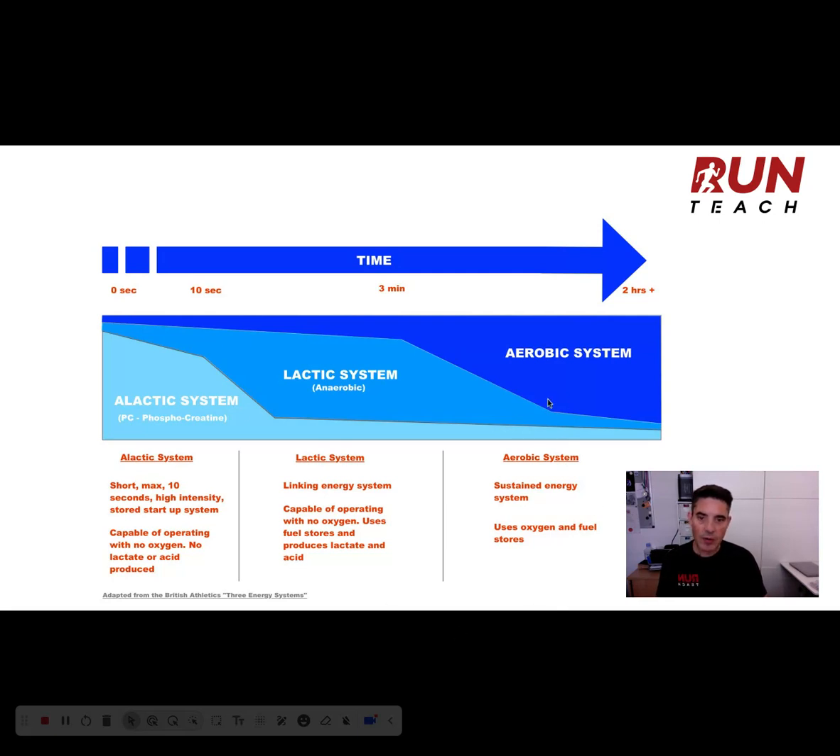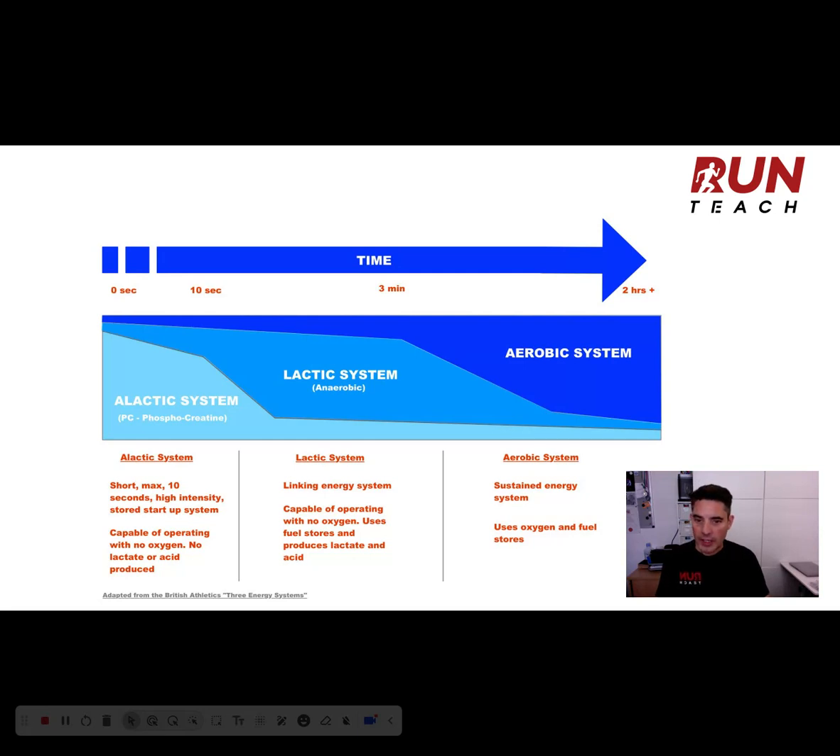We then have the aerobic system, and the aerobic system is our sustained energy system that can last us all day. That's the system we're sitting in right now. It's a system we actually run most of our races in, and we'll look at that in a little bit more detail. It needs oxygen, and it needs fuel sources from food and drink, so the stored version of glucose, glycogen, and it can also burn fat as well.